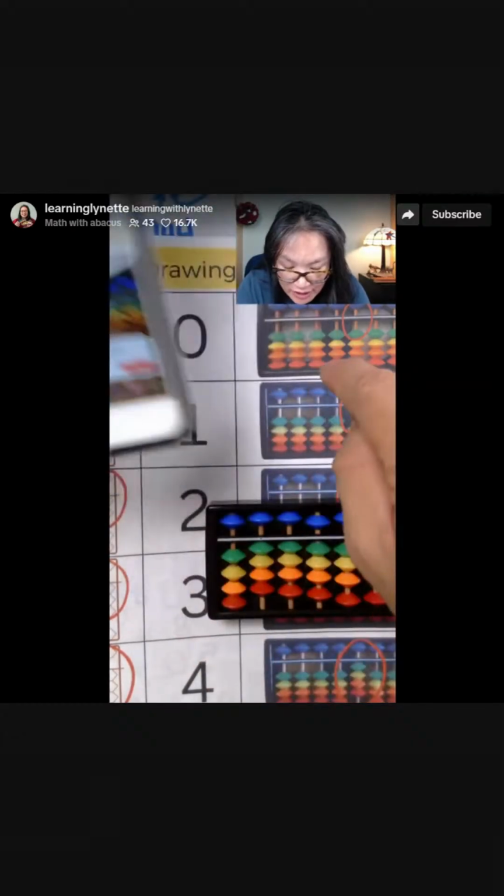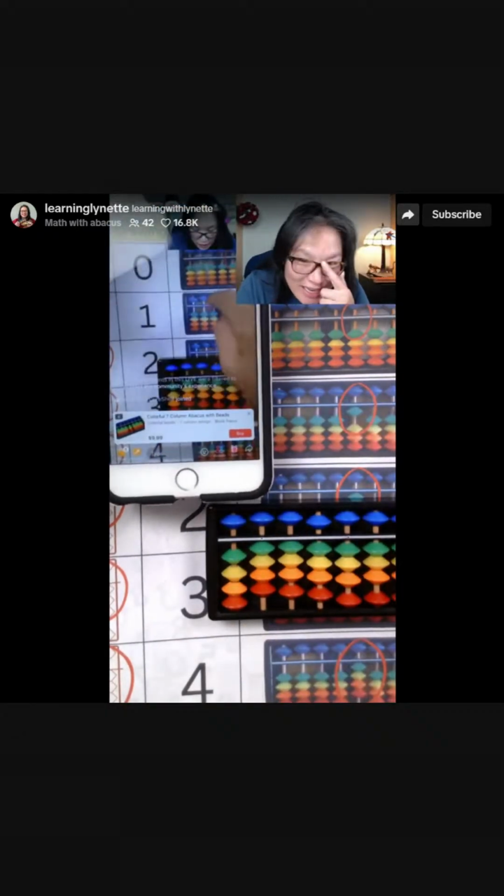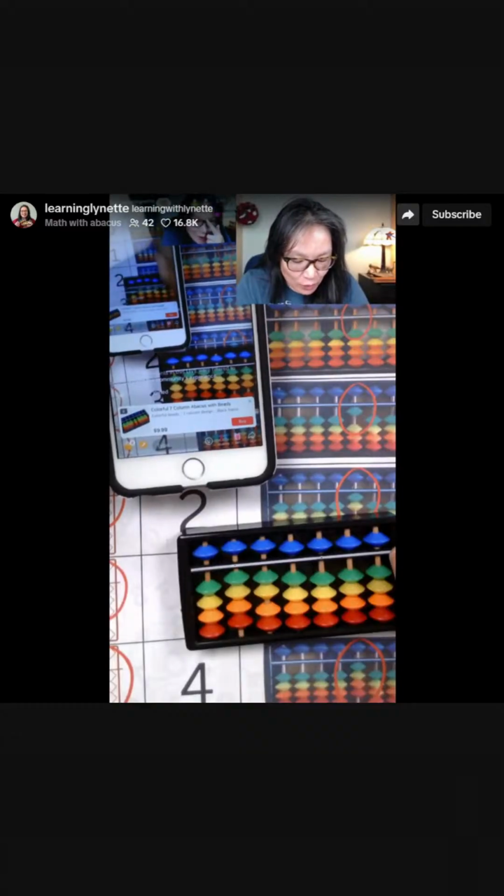There was another person that did the same thing, and I said Japanese abacus, and he's like, what? I thought this was American. And I was like, it was hilarious.